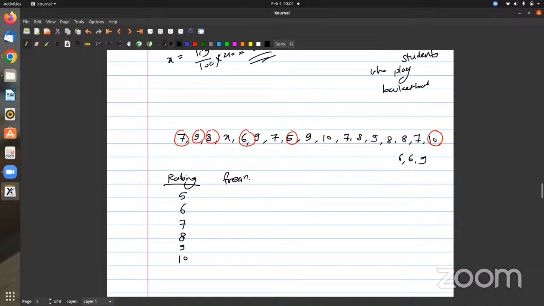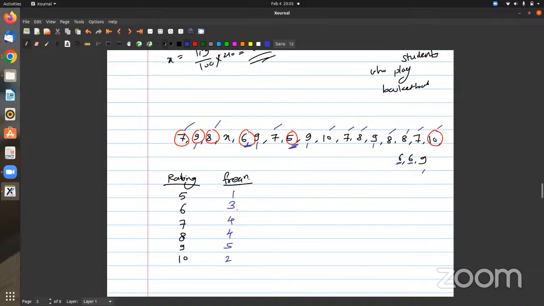And what are the frequencies? How many times does 5 occur? 5 occurs once. 6 occurs 3 times. 7 occurs 4 times. 8 occurs 4 times. 9 occurs 5 times. 10 occurs 2 times.